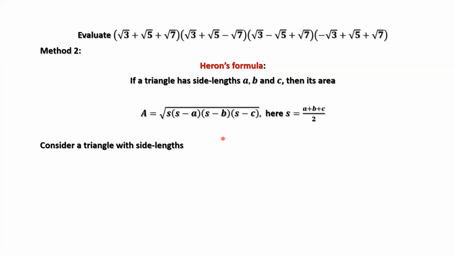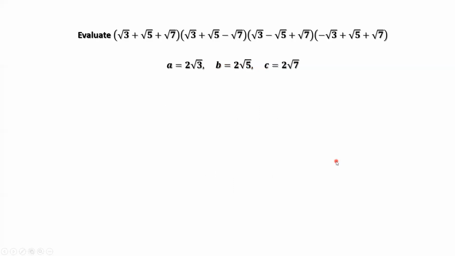We construct a triangle. Given particular values, A equals 2 square root of 3, B equals 2 square root of 5, C equals 2 square root of 7. Where do those numbers come from? Here we have square root of 3, square root of 5, square root of 7. For each part, we just double those numbers. Why? Here, you will see why.